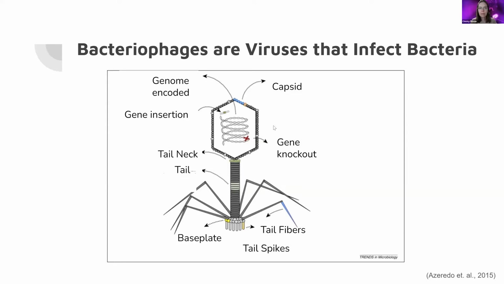To begin, bacteriophages are viruses that can infect bacteria. Their structure consists of a capsid, tail neck, tail, base plate, and tail fibers. Their viral DNA is stored in the capsid, which is the protein-coated head of the bacteriophage. The viral genome is inserted into complementary bacteria via its base plate and tail fibers, which bind specifically to proteins on the surface of that bacteria.